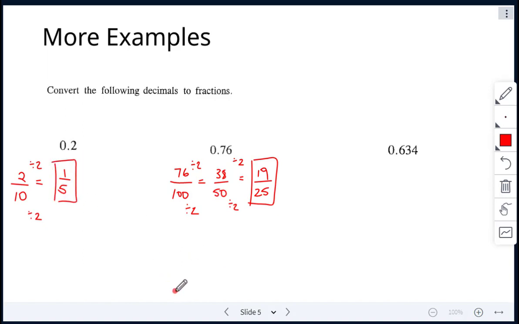1 over 5 for 0.2. And lastly, 634 thousandths. So 634 over 1,000. And they are both even numbers, so you can reduce. So just start by dividing by 2. And we end up with 317 over 500. And now we can't reduce any further. So that would be our final answer for that one.